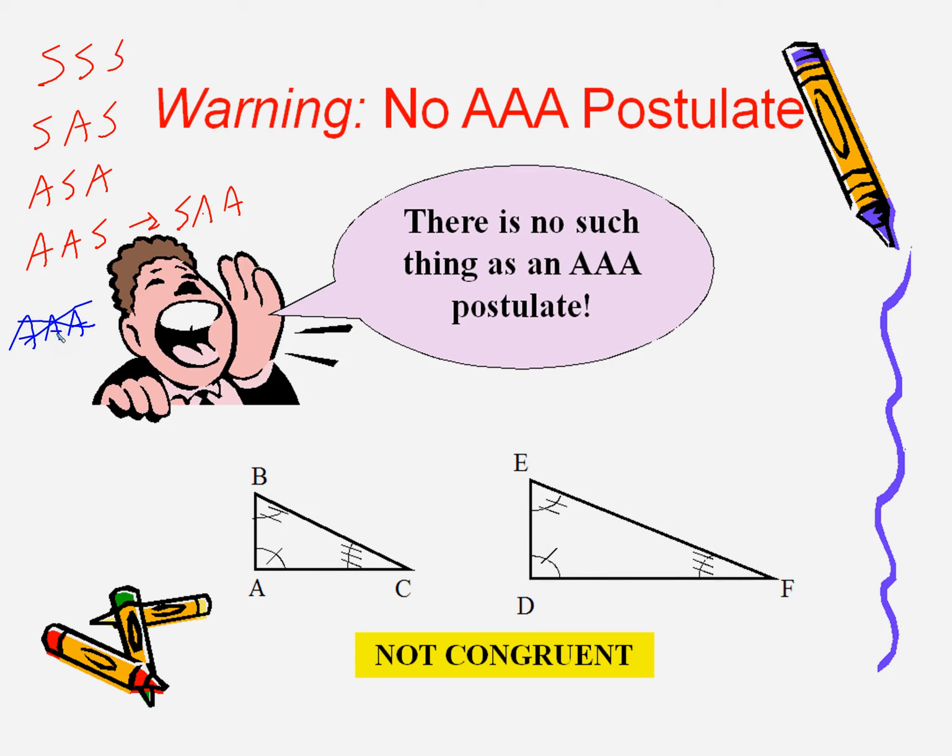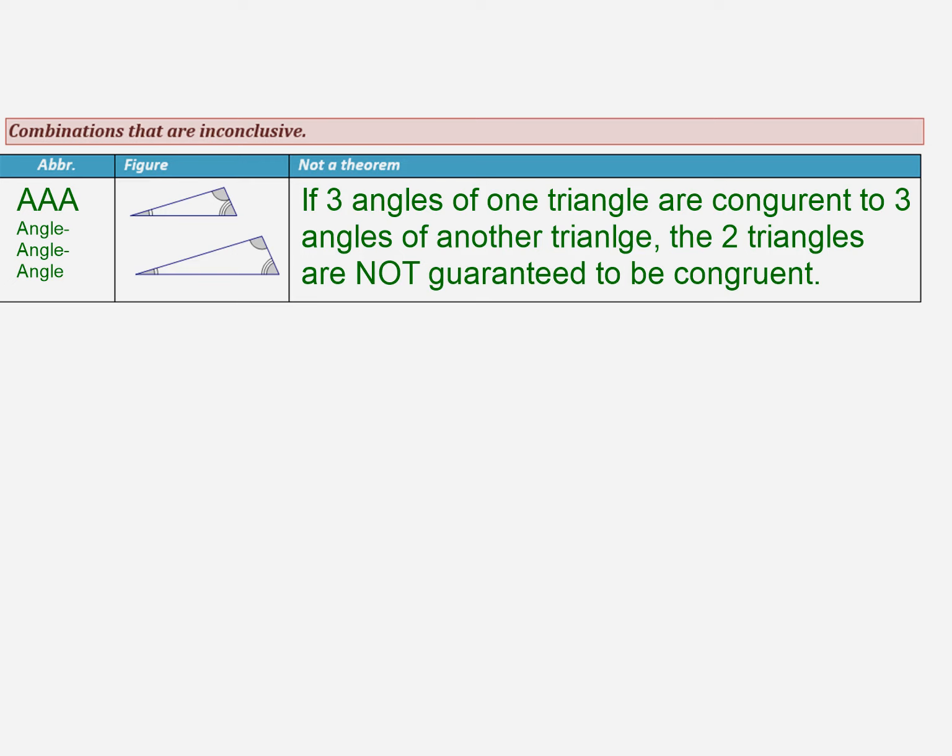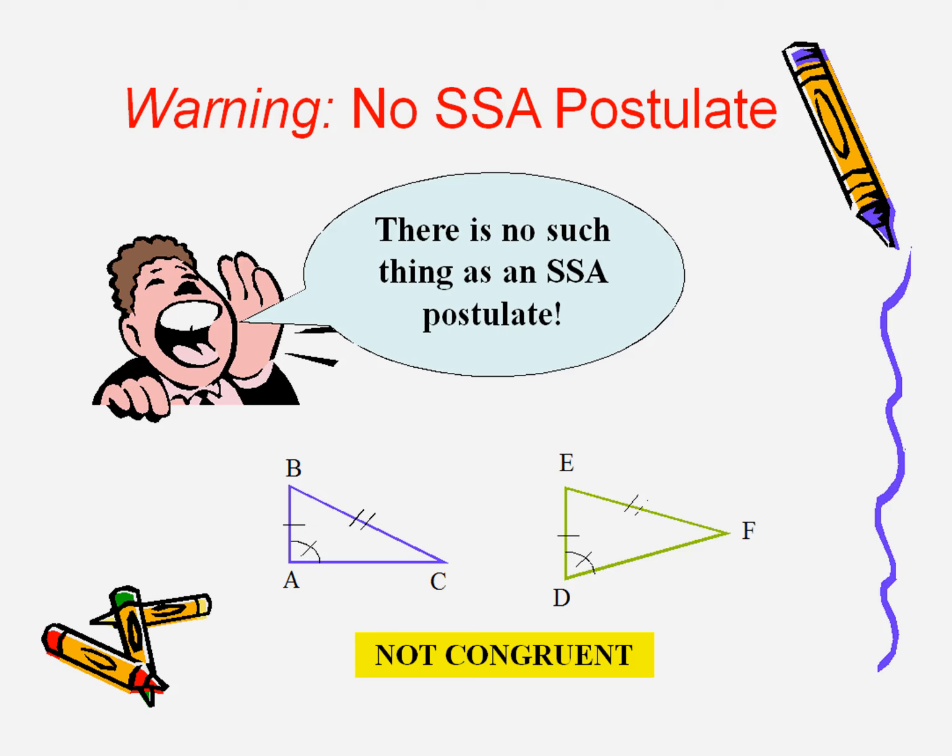Another combination that you might see is SSA, which we could also write as ASS, which I'm not going to put up there. SSA does not work. Side-side angle is not a way to prove triangles are congruent. So angle, angle, angle, and side-side angle don't work.